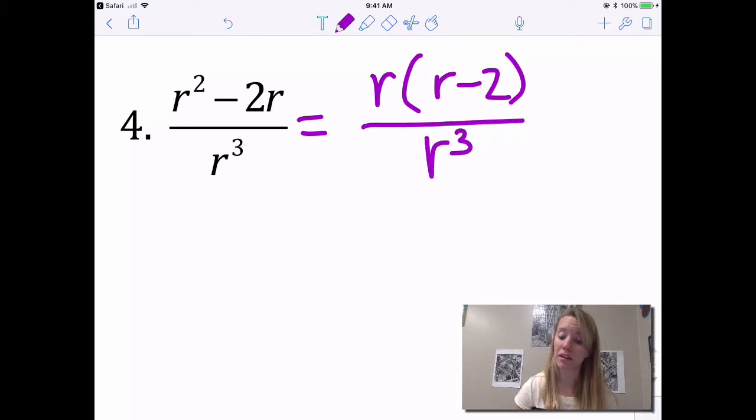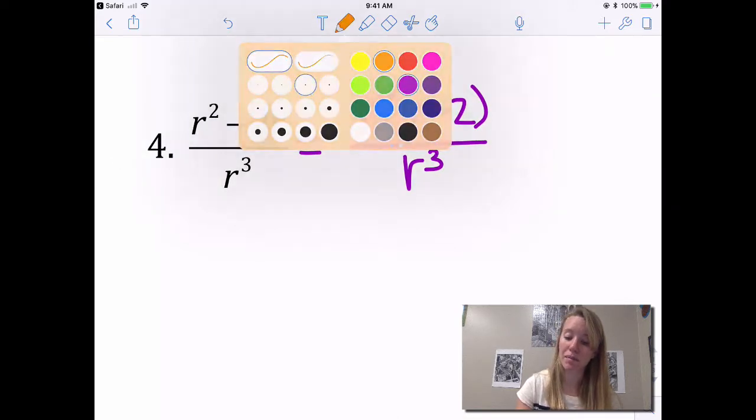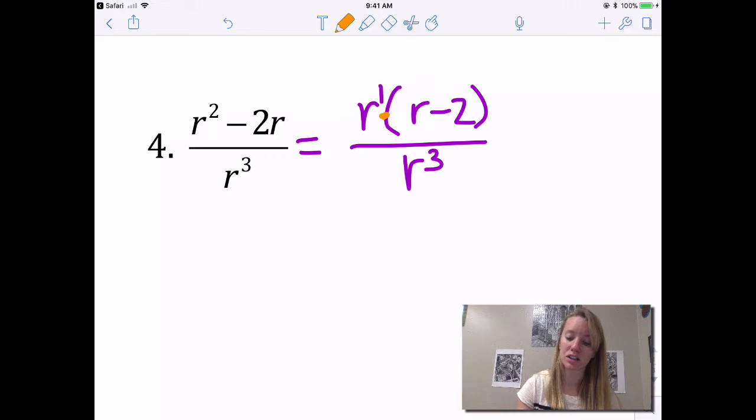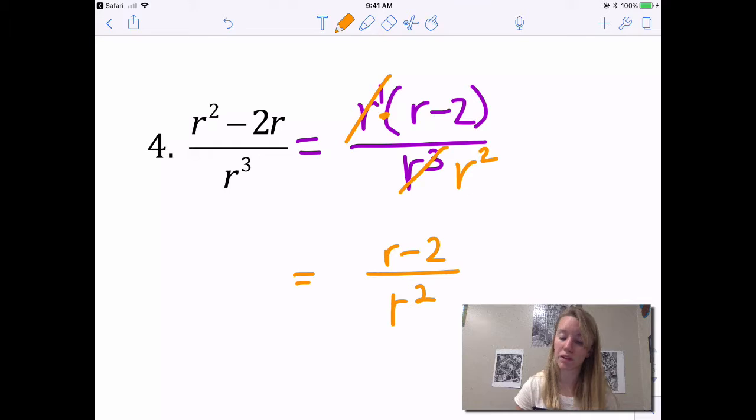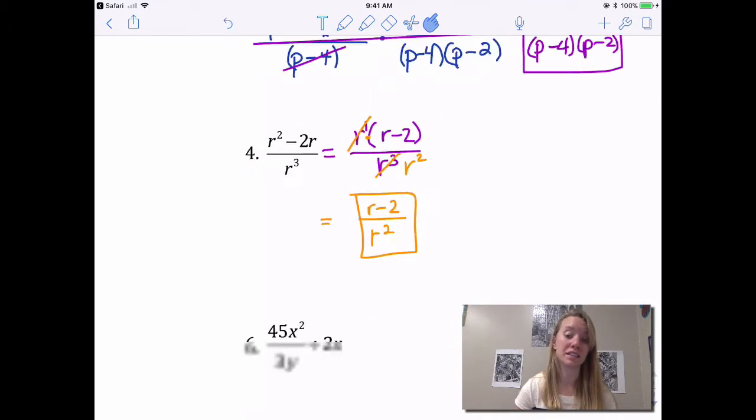Okay, now I can go to battle. I've got on the top r to the first, and on the bottom I have r to the third. Since this is multiplication, I can say, all right, the bottom is going to win by 2, and that is all I can cancel. So my answer is r minus 2 over r squared. Okay, so anytime you see these problems, you have to factor. Once you start factoring, I think you'll be triggered on your memories, what can cancel and what needs to stay.